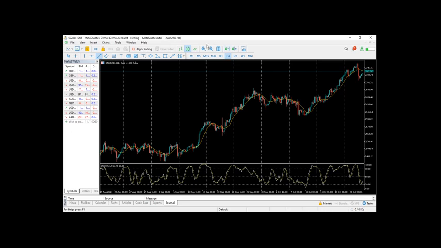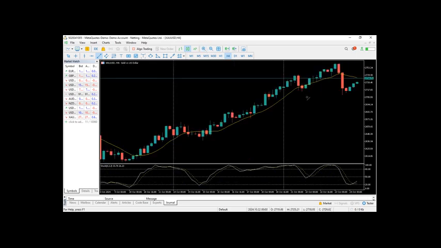Let's zoom in. Let's say we have this week here. This is the beginning of the week. This is the end of the week. Now, what are we doing here? We're looking for the first low of the week and the first high of the week. So in this case, this is our first low of the week.